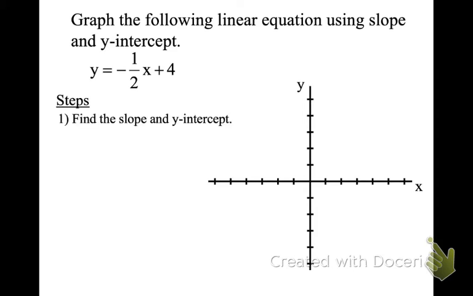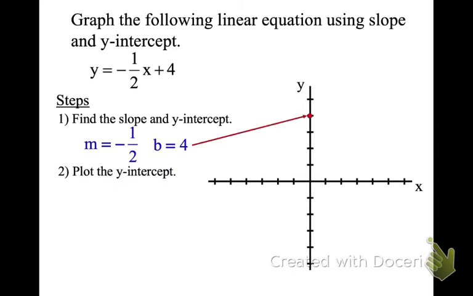Where are we going to start? We start at the y-intercept, the B, the beginning. So I'm going to go to 4 on the y-axis, count up from the origin. And then we are going to rise. Now we can take the negative in the numerator or the denominator, but not in both.